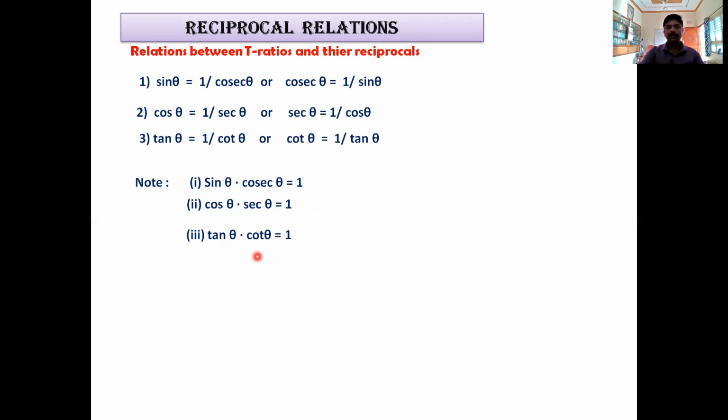I'll consider the third one, that is tan theta into cot theta, which is equals to, see here, tan theta is nothing but sin theta divided by cos theta, into cot theta, which is nothing but cos theta divided by sin theta. Sin theta and denominator sin theta will get cancelled, cos theta and denominator cos theta will get cancelled. What are we left with? 1. Like that you can solve the others. Understood? Sin theta into cosec theta is equals to 1, cos theta into sec theta is equals to 1, and tan theta into cot theta is equals to 1.